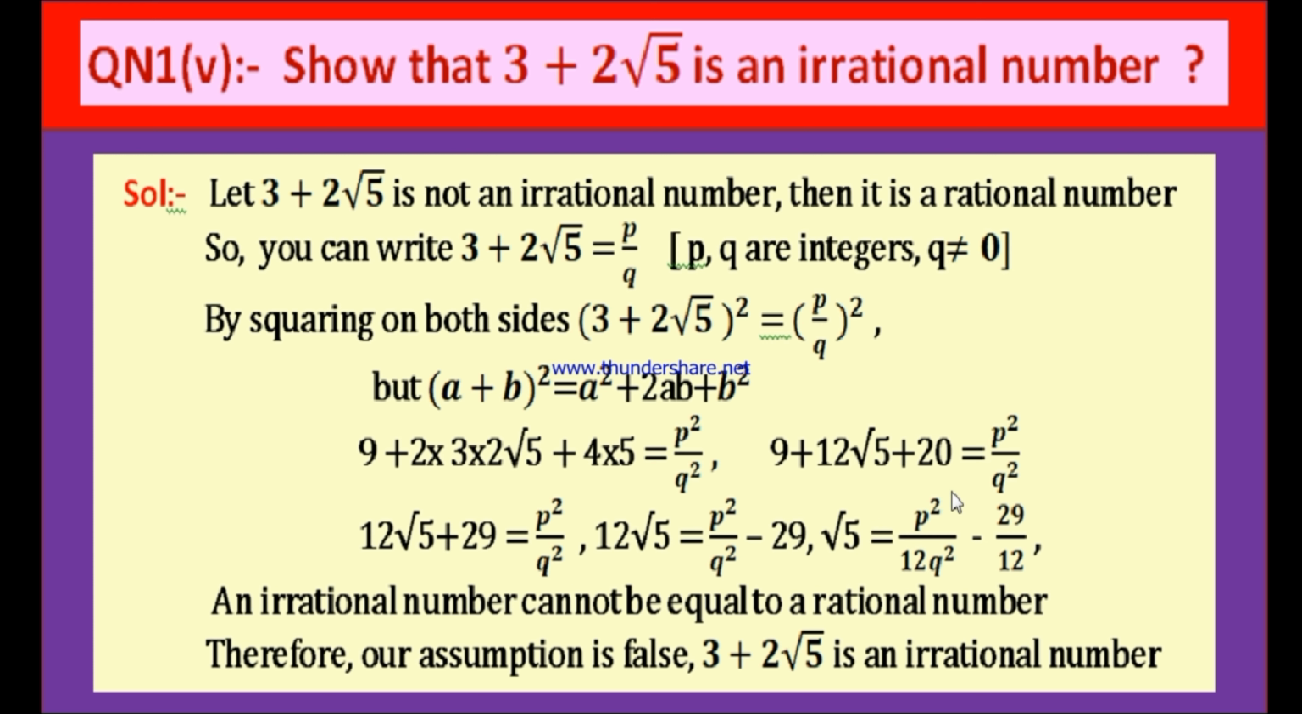If you look at the RHS, p is an integer and q is an integer. p square is an integer and q square is an integer. Therefore, p square by 12q square should be a rational number, minus another rational number. Rational number minus rational number is always a rational number. Here LHS is an irrational number and RHS is a rational number. Therefore, an irrational number cannot be equal to a rational number. Since it is a contradiction, our assumption is false. Since our assumption is false, 3 plus 2 root 5 is an irrational number.